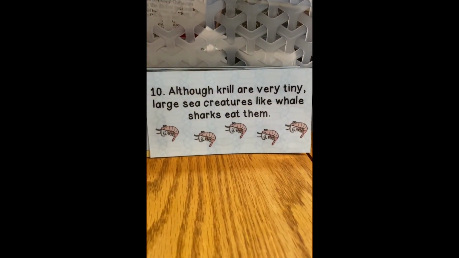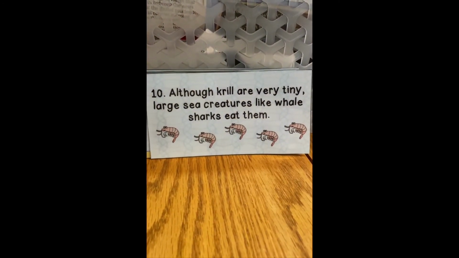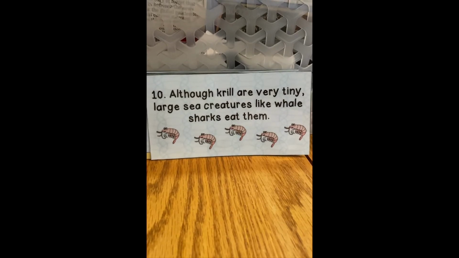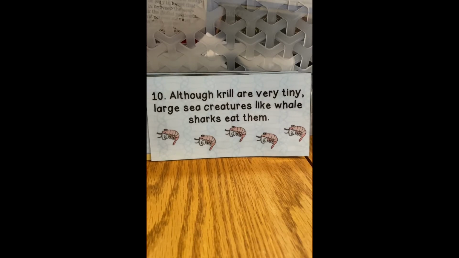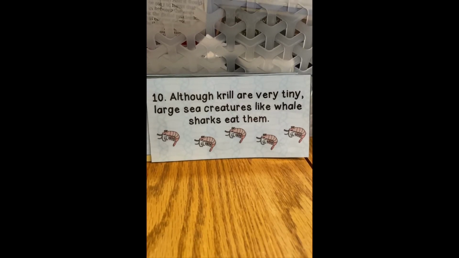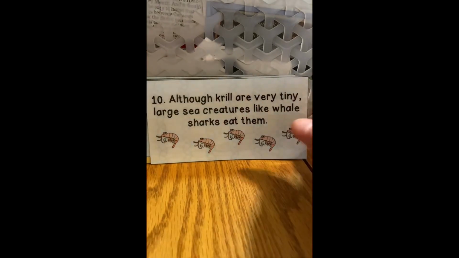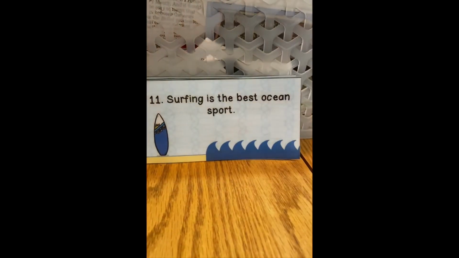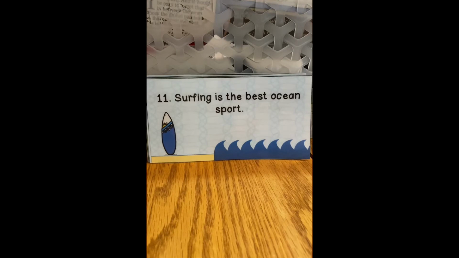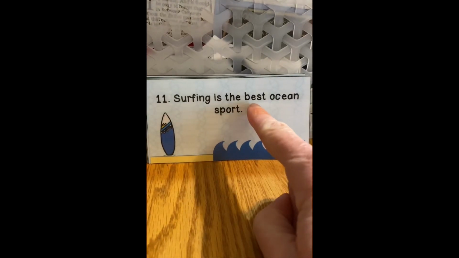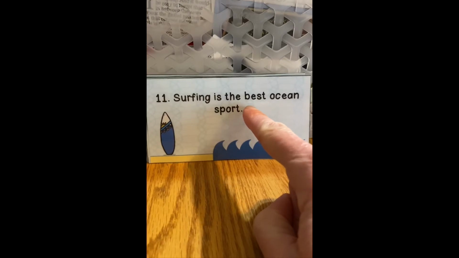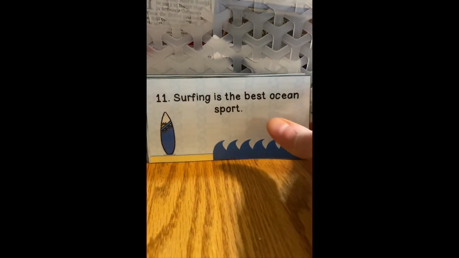Although krill are very tiny, large sea creatures like whale sharks eat them. If you're thinking fact, you're correct. This is something we could look up. Surfing is the best ocean sport. If you're thinking opinion, you're correct. Because this is, again, a feeling, thought, or belief if something is the best.